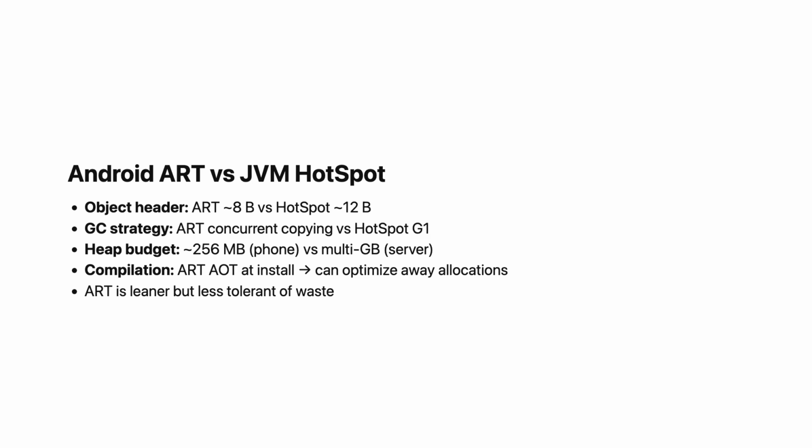Fourth, ART performs ahead-of-time compilation. Your Kotlin code gets compiled to native machine code at install time, which can optimize some allocation patterns away entirely. The bottom line is that ART is designed for a constrained environment, so it is leaner but also less tolerant of wasteful allocation. Now here is the part that might surprise you.